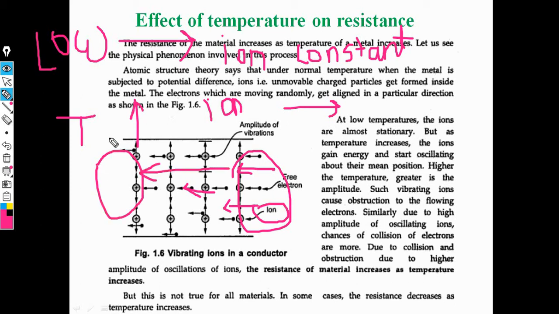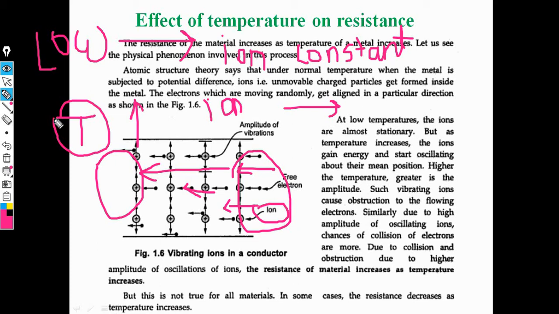When temperature increases, at that instant the amplitude of the ions also increases, so resistance also increases. The effect of temperature on resistance is directly proportional, depending on the amplitude of the ions, that is, the ions move from one place to another when we increase the temperature. This is the phenomenon of the effect of temperature on resistance.